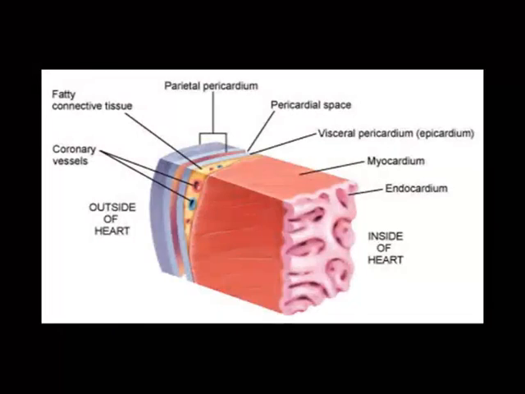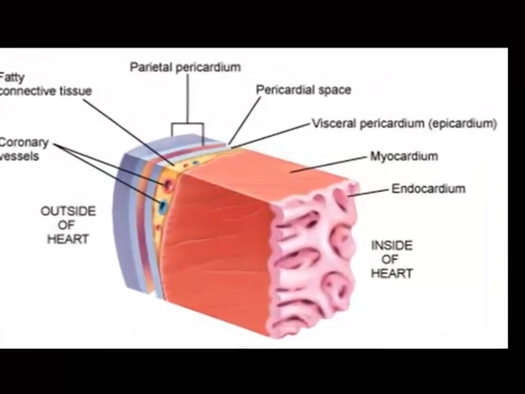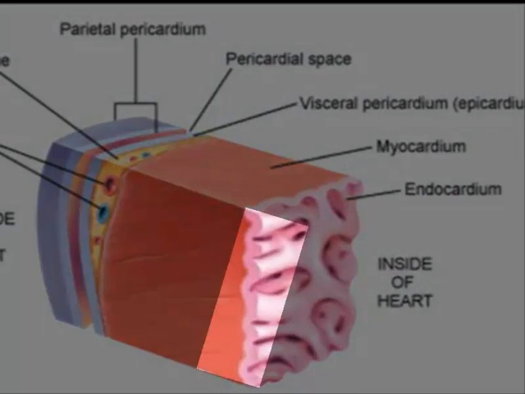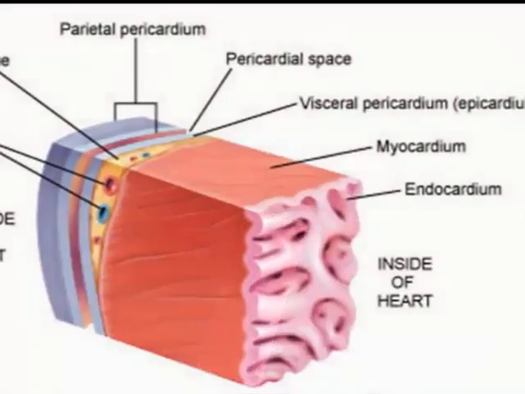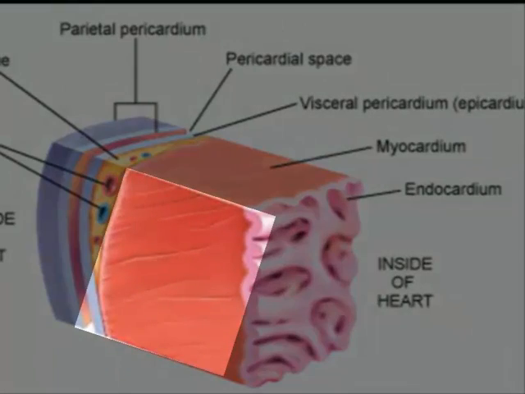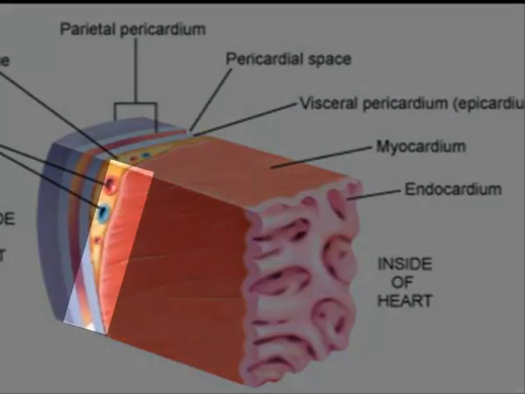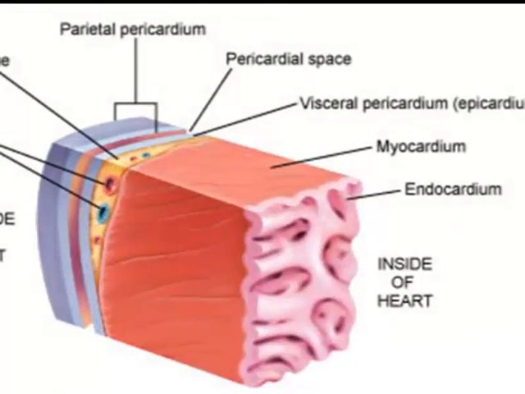The wall of the heart consists of 3 layers. We have the endocardium, that's the thin inner endothelial layer. We have the myocardium, the thick muscular middle layer. And then lastly, the epicardium. That's the thin outer layer in contact with the pericardium.